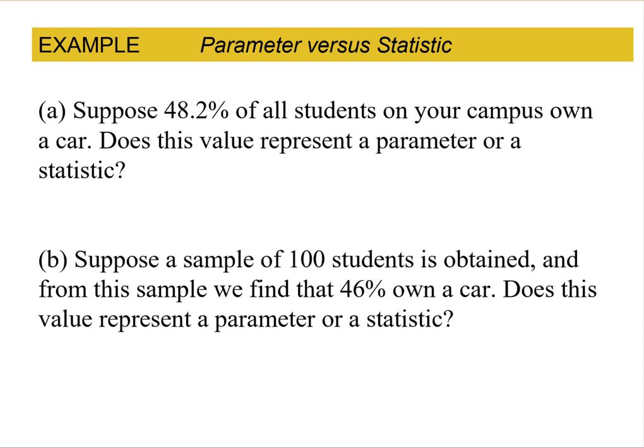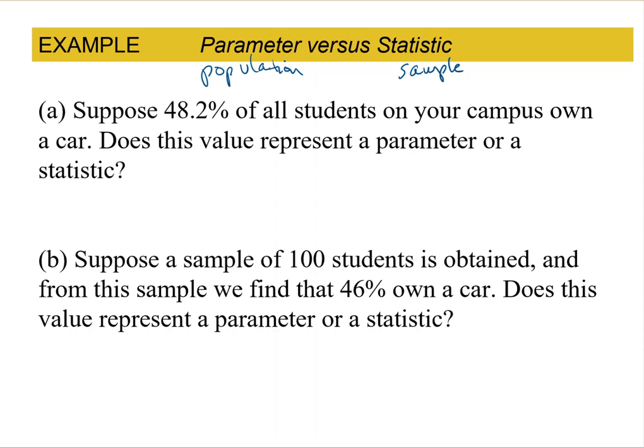And so the key distinction is that parameters are measures of an entire population, and statistics are measures of a sample. Conveniently, parameter starts with a P, and that measures a characteristic of a population, which also starts with a P, and statistic starts with an S, and that measures the characteristic of a sample, which also starts with an S.